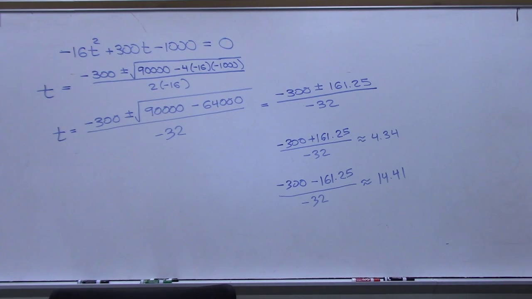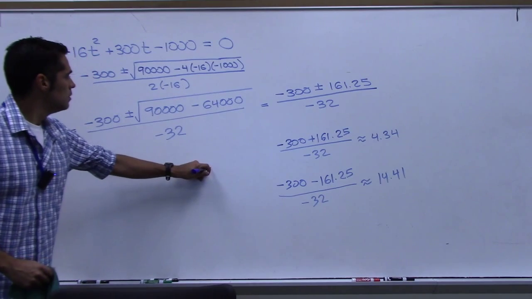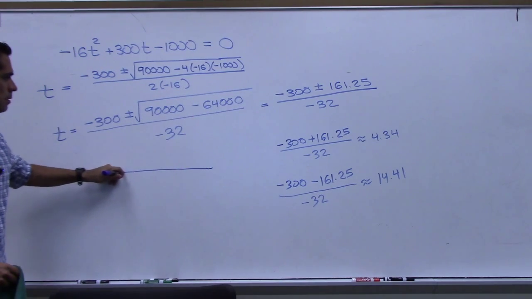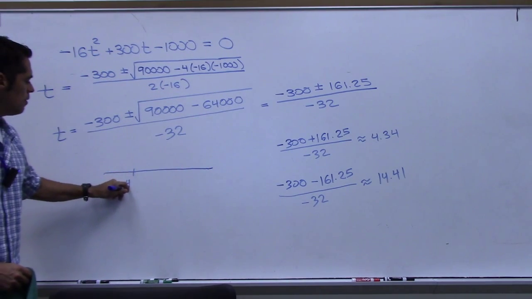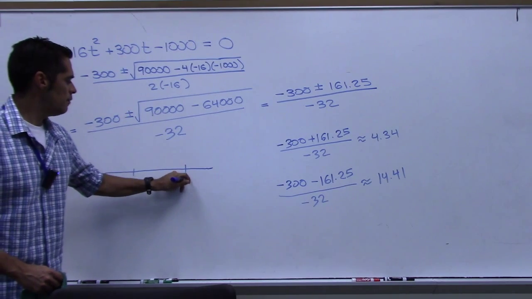All right, so we have our two x-intercepts, right? We graph them now. $4.34 and 14.41.